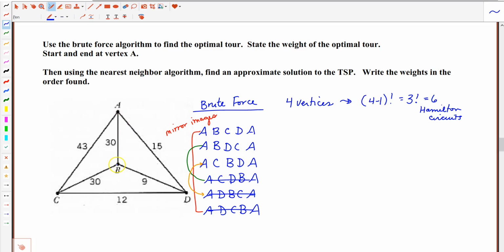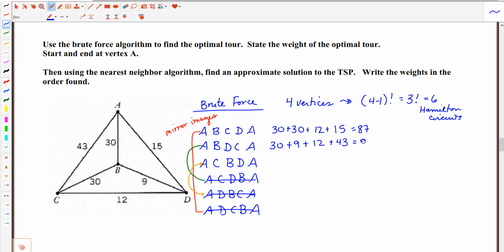So A to B is 30. B to C is 30. C to D is 12, and then D back to A is 15. So adding all those up, we get a weight of 87. Okay, for this next one, A to B is 30, B to D is 9, D to C is 12, and C back to A is 43.